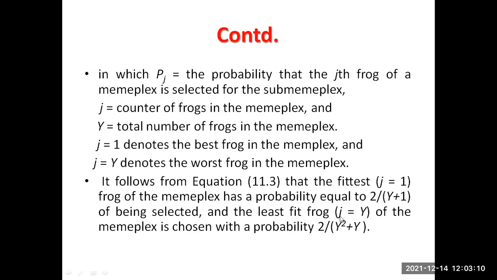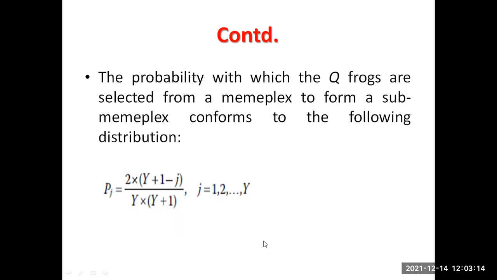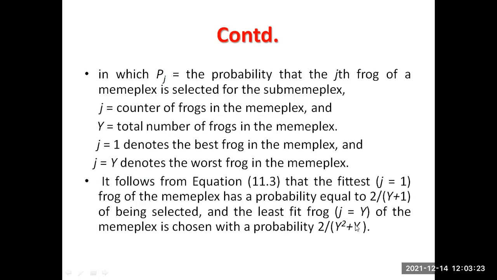And the least fit frog, j equal to y, of the memplex is chosen with a probability, the last one. If j equal to y, then plus y and minus y cancel, and this will be 2 by y into (y plus 1), that is 2 divided by y square plus y. That way we are going to select. So this is the formula which decides which frog will be selected and which frog will not be given the chance to form the subcolony.